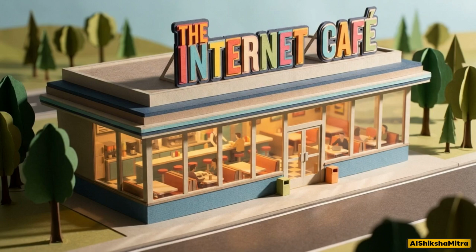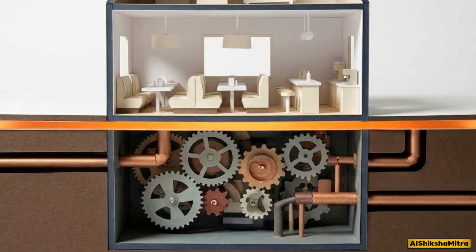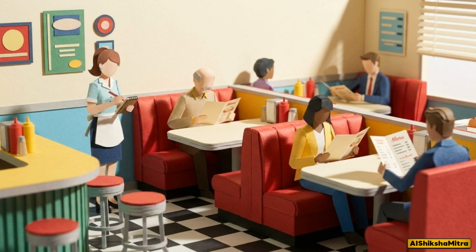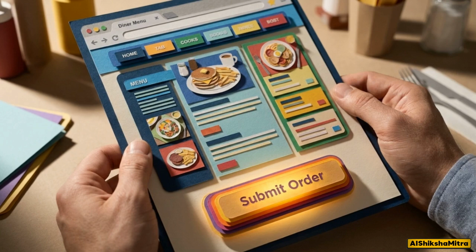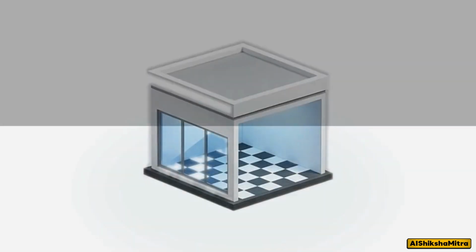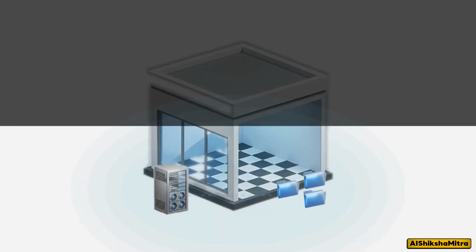Think of this digital building as a restaurant. To function properly, it has to be divided into two very different sections. The first is the front end. This is the dining room, the part you see and interact with. It includes the text you read, the colors on the walls, and the buttons you click to place an order. Beneath the floor is the back end. This is the hidden kitchen.